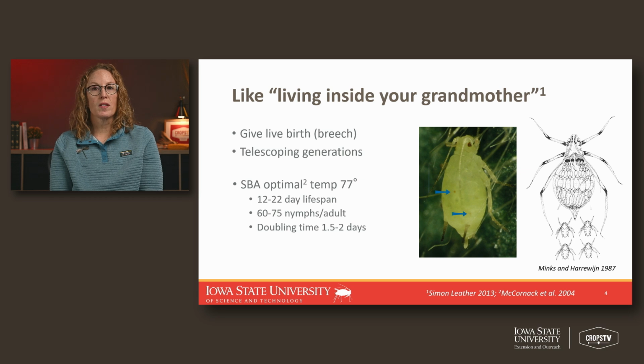So of course, this is in a lab, a very controlled situation. But when it's 77 degrees, they can live up to 22 days. They can produce up to 75 nymphs, and you can have this exponential doubling time of 1.5 to 2 days, due in part to that they give live birth and their genetic clones and that telescopic generation. So you could see how you could have a few aphids in the fields, and if you had 77 degrees for about a week, where you have the exponential growth, you come back and there's hundreds of aphids per plant, which has happened several times.